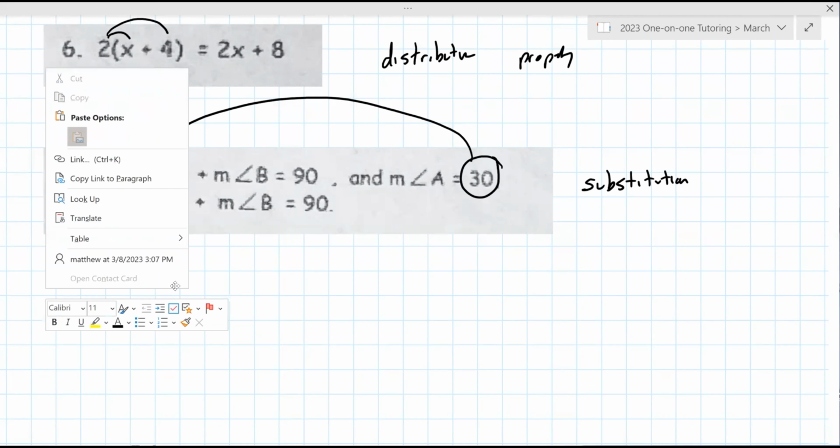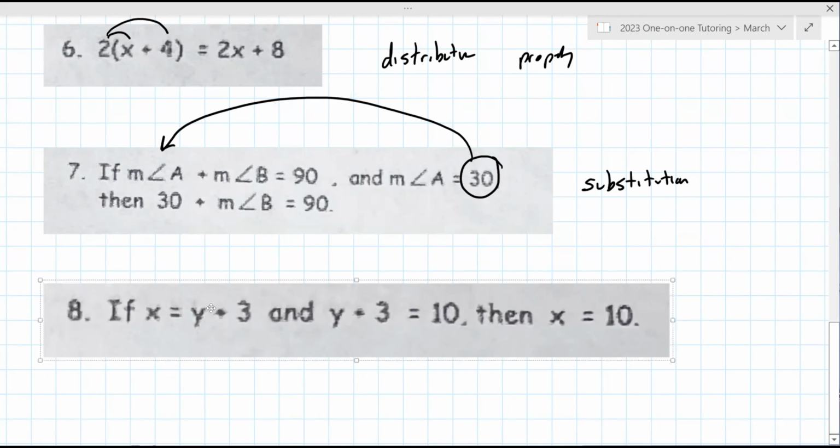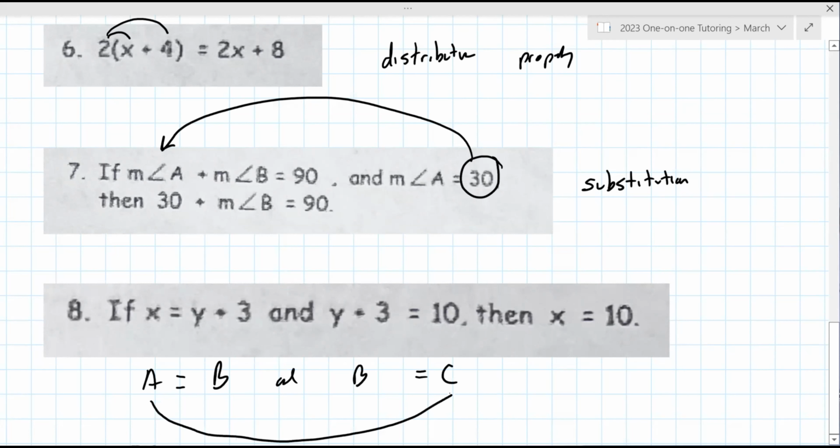Number 8 looks very similar. X equals Y plus 3 and Y plus 3 equals 10. Then X equals 10. It looks really similar, but to me, it's more like A equals B and B equals C, therefore A equals C. And that's the transitive property.